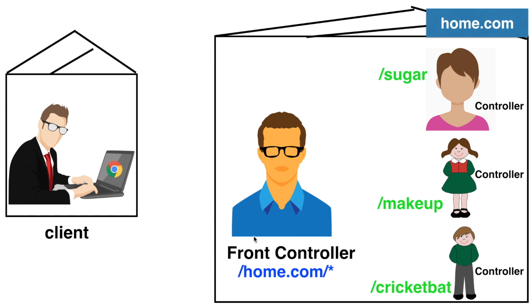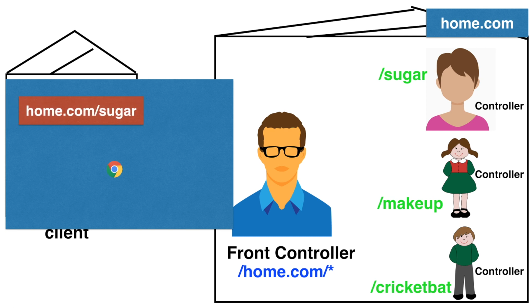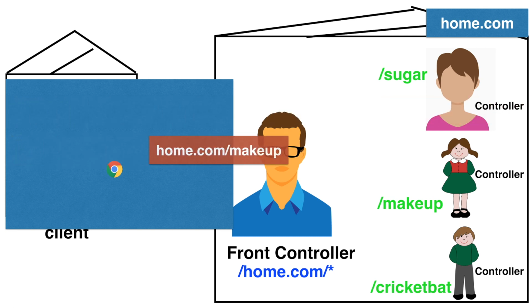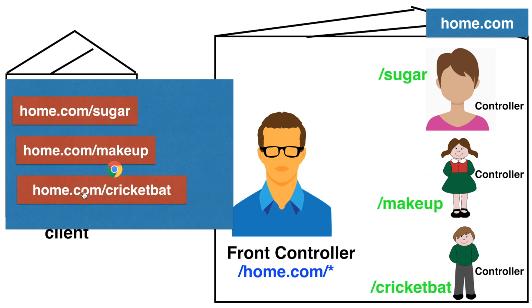So in one line, this guy is mapped with a URL pattern called home.com/*. That means he is going to accept all the requests coming from the client starting with home.com, and there could be anything after that. For example, a URL like home.com/sugar, home.com/makeup, or home.com/cricketbat. If you look at all these URL patterns, all these incoming requests start with home.com. That means this guy is going to handle these requests. And after home.com there could be anything, as I said: /sugar, /makeup, and /cricketbat.